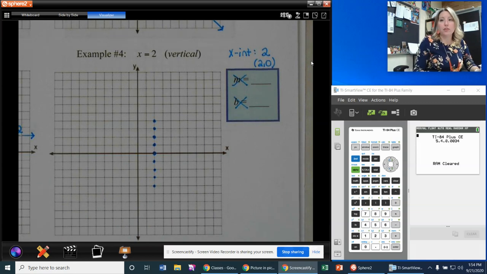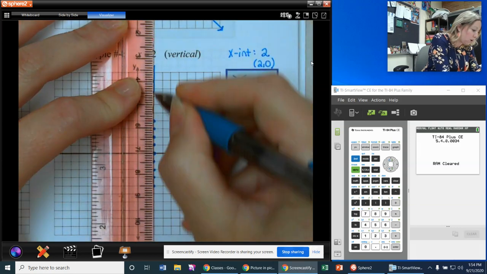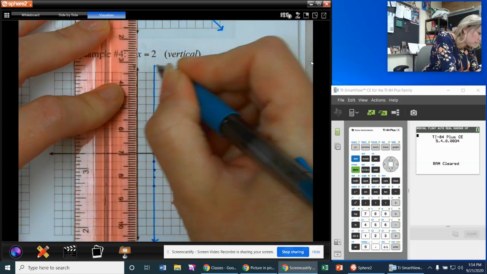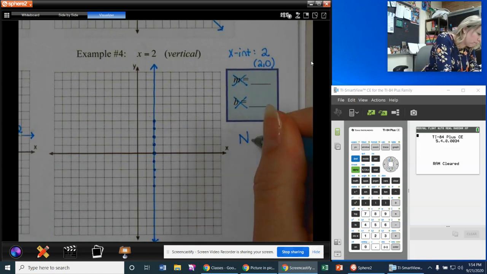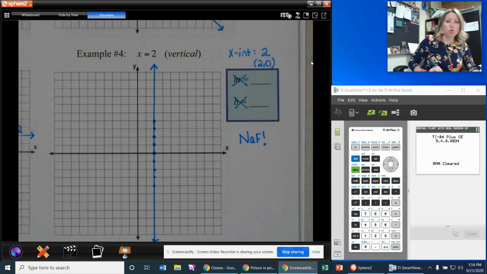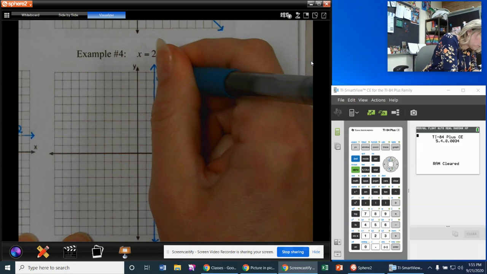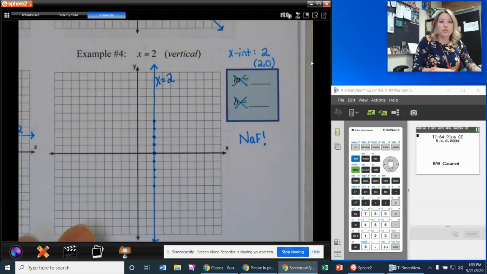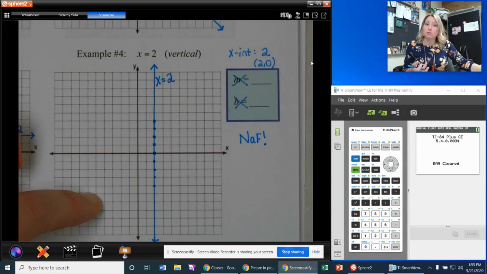Every single point on this line to infinity, negative and positive, is going to have an x value of 2, which means that this relation has a repeated x value, which means this is not a function. We do still label it with its equation, which is x equals 2. Any lines that are just x equals a number are not functions. They're vertical, they're straight up and down, so the x value repeats to infinity in both directions. That's not a function. These are the only lines that are not functions.